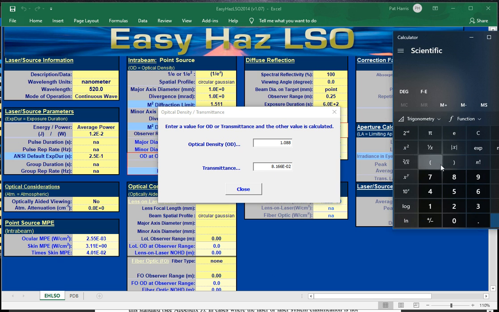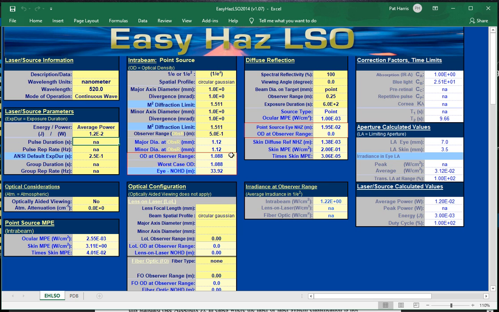All right, so we're going to take that, 8.166 e to the minus 2, times 12 milliwatts, which is 0.012. That equals 9.8, almost 1 milliwatt. It's leaking basically 1 milliwatt. So there you have it. If we take this, change it to the transmittance, and multiply it times the power, it tells us how much power we have left coming through the filter.